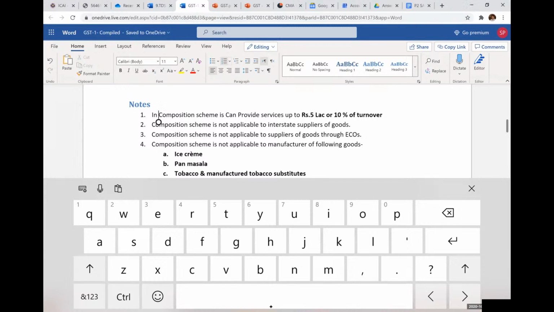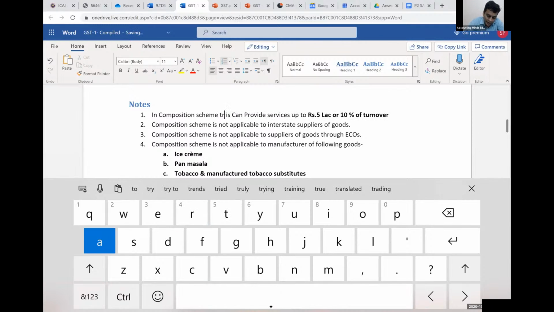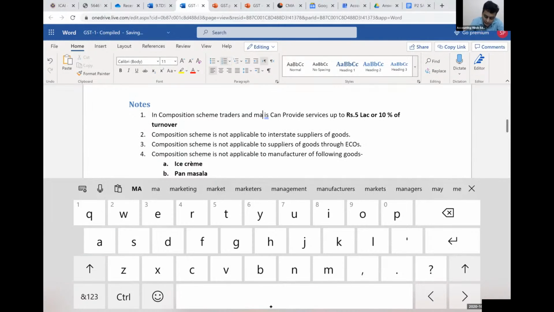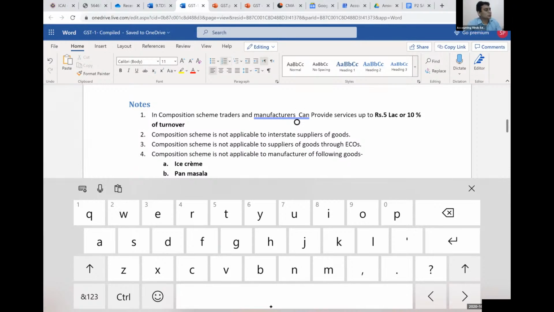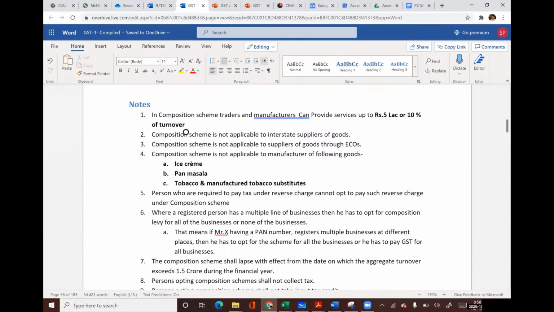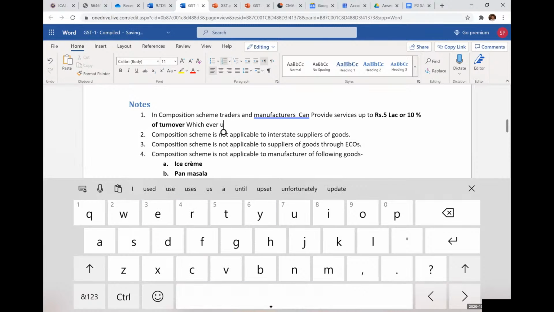Since you are providing service, in the composition scheme, traders and manufacturers can provide services up to 5 lakh or 10% of turnover. Is this understood, guys? Urmila, you followed this? So you can also provide service up to 5 lakhs or 10% of turnover. So not only manufacture, you can also provide service, no problem.